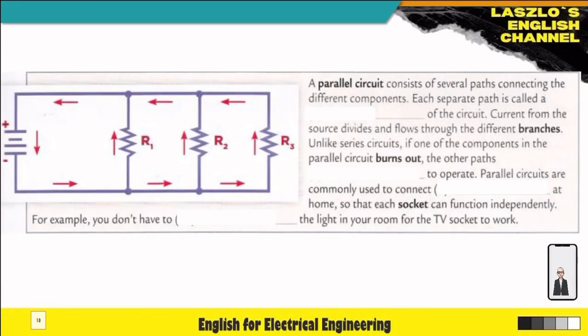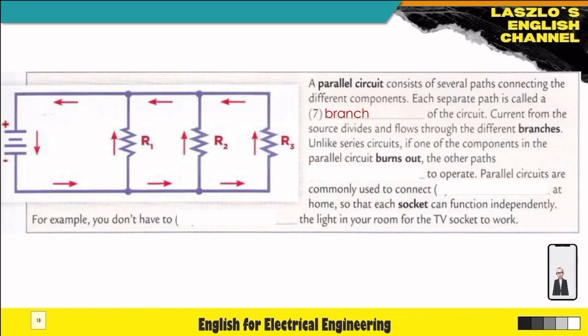A parallel circuit consists of several paths connecting the different components. Each separate path is called a branch of the circuit. Current from the source divides and flows through the different branches. So as you will see here on this image on the left of your screen, this is a parallel circuit.